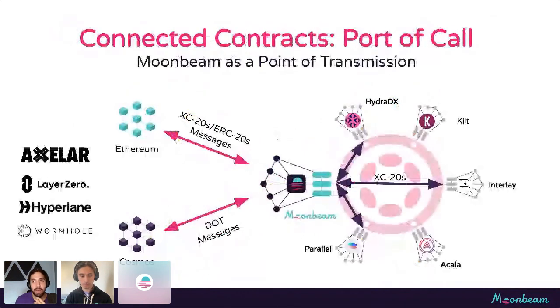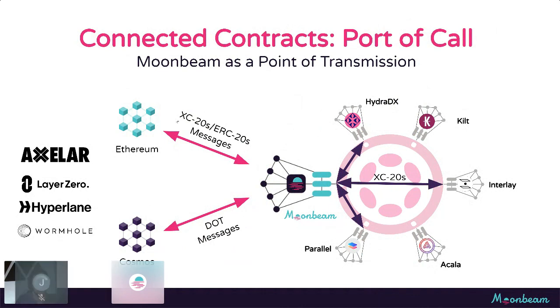Last but not least, we have the port of call. It's just a name for a way that Moonbeam can act as a point of transmission. And this is a little bit similar to a hub-spoke model, but it could be generalized to any dApp. And so, using Axelar, LayerZero, Hyperlane, Wormhole, or any other GMP protocol that has deployed to Moonbeam, you can communicate with multiple chains for different interactions.